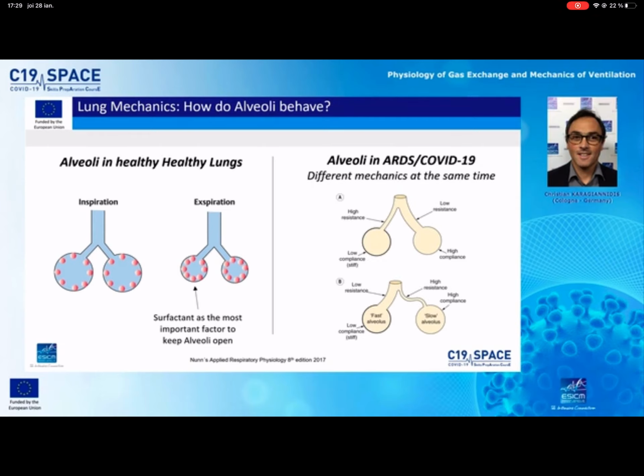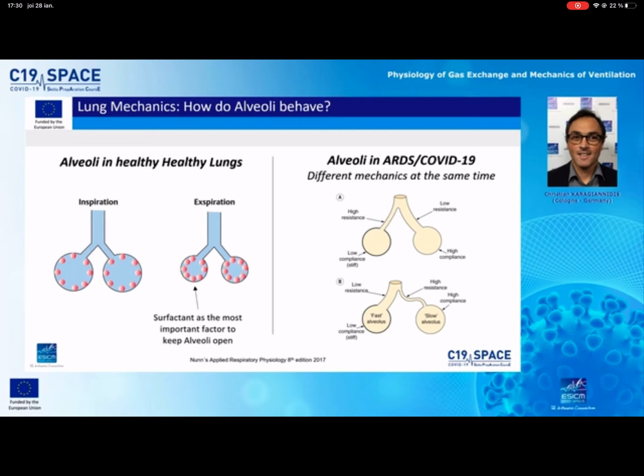In ARDS or in COVID-19 patients, the alveoli may behave differently. On one hand, you may have alveoli with a high resistance, so you need a high pressure to get air into these alveoli, and this may coexist at the same time in the same lung with parts of the alveoli and terminal bronchioli with a low resistance. And also at the same time, you can have alveoli with a low compliance, so these alveoli are more stiff, and you can have alveoli with a high compliance.